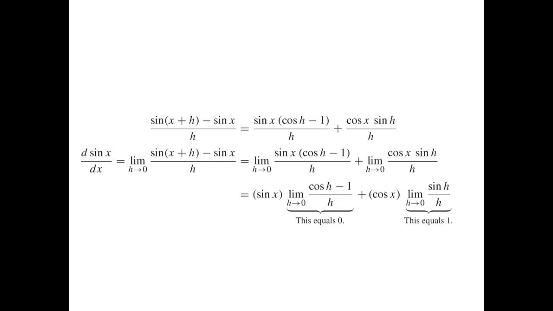Why didn't they leave the limits in? Because the limit is only dealing with the h's, terms without h's are not affected by the limit, so you can pull them outside the limit. The cosine h minus 1 over h limit equals 0. We did it the other way, and that's why I flipped them, but either way, it is 0. But pulling the cosine x out, the limit of sine h over h is 1. So that gives you the derivative of sine x is cosine x. The first term goes to 0.